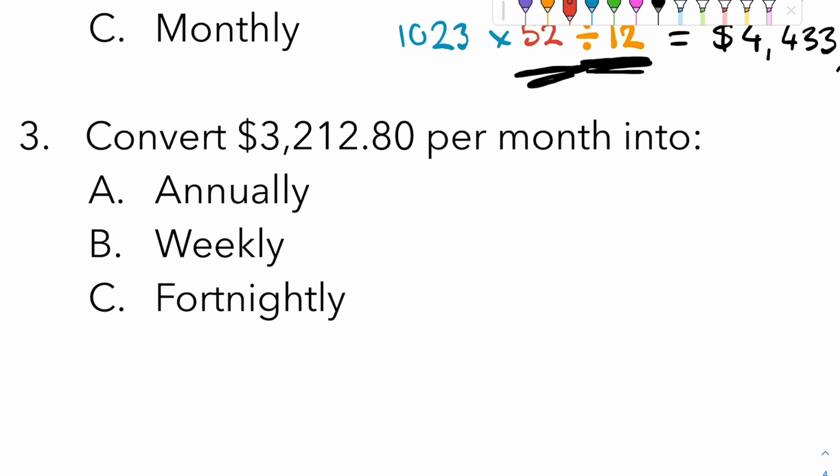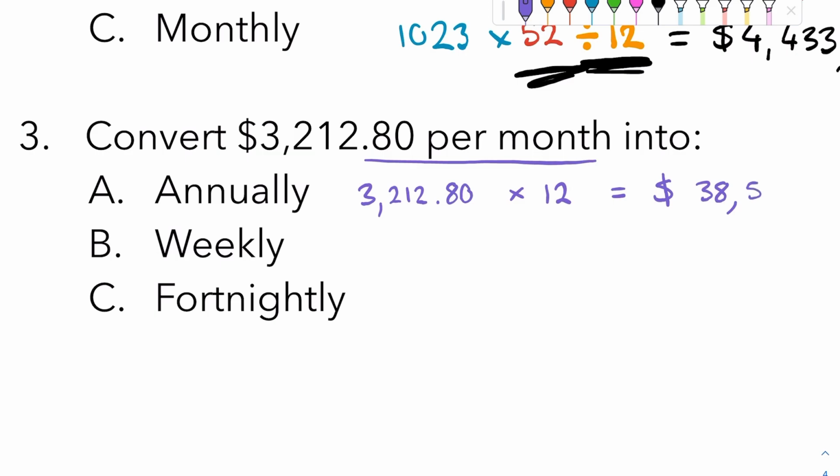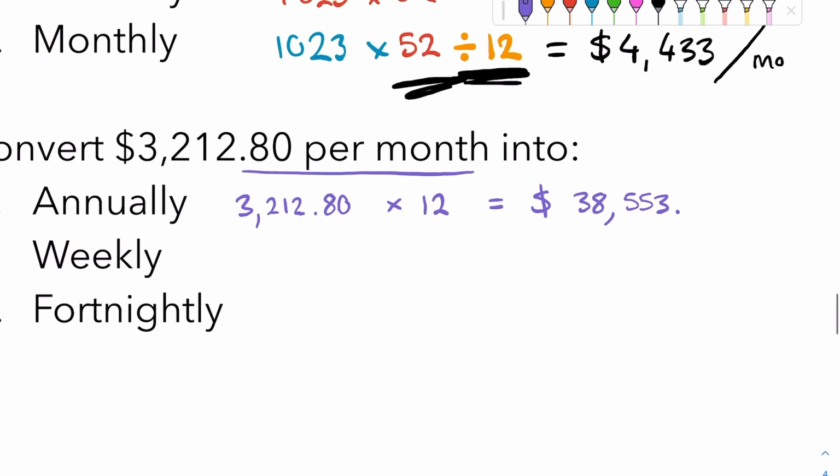Next one here, converting the monthly amount into annual. So months to years, so I'll need to multiply my answer by 12. So here's the money, and I will multiply it with 12 to make a full year. 3212.8 times by 12, I get 38,553.6. Now to make this look right, I'm going to add the 0 because cents has 2 decimal places.